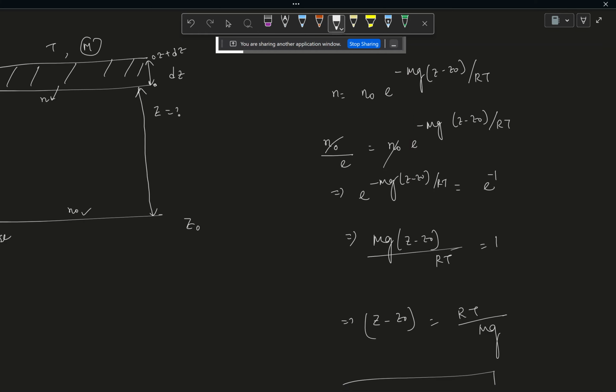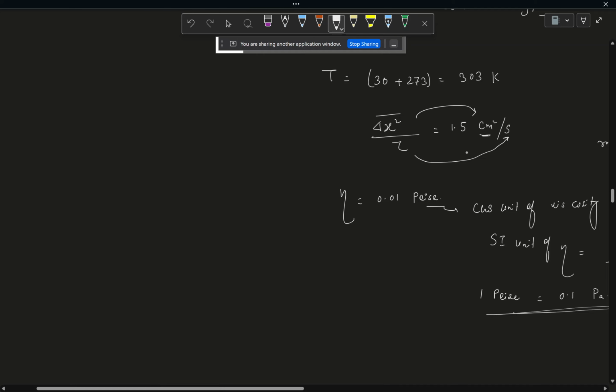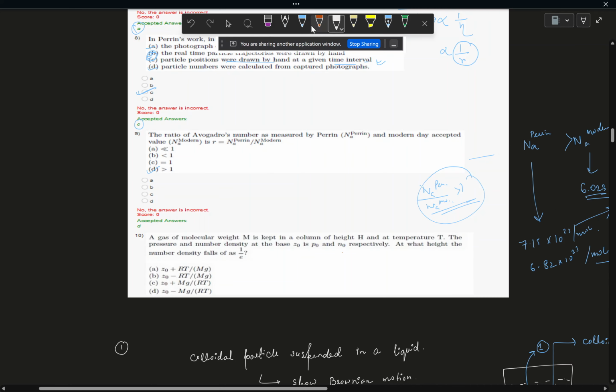So this is the value of Z that we were asked to answer, and this will match option number A in your options. So yeah, option number A is the correct answer.